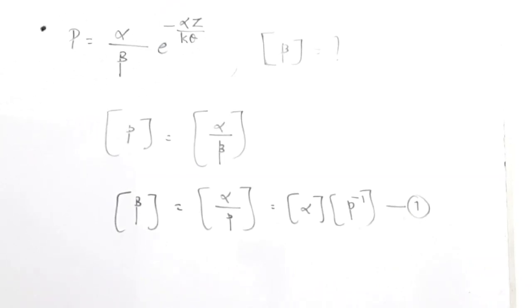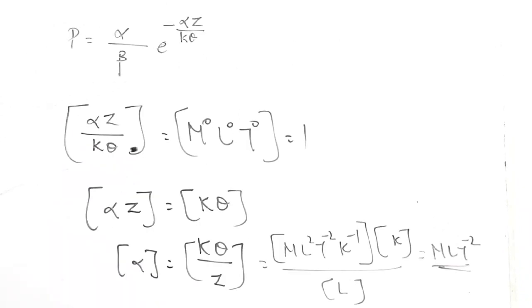So because this is exponential, the dimension of P is equal to the dimension of alpha by beta, or the dimension of beta will be equal to the dimension of alpha by the dimension of P, that is the dimension of alpha into the dimension of P raised to minus 1. But to get the dimension of beta, we have to find out the dimension of alpha. For that, I am taking this part.